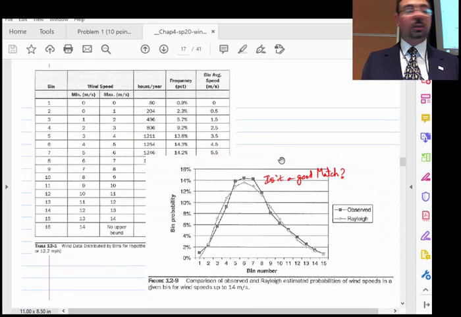Alright, so this is a good place to stop. Let me stop here for 15 minutes and we will come back at 7:50. So, 15 minutes break.